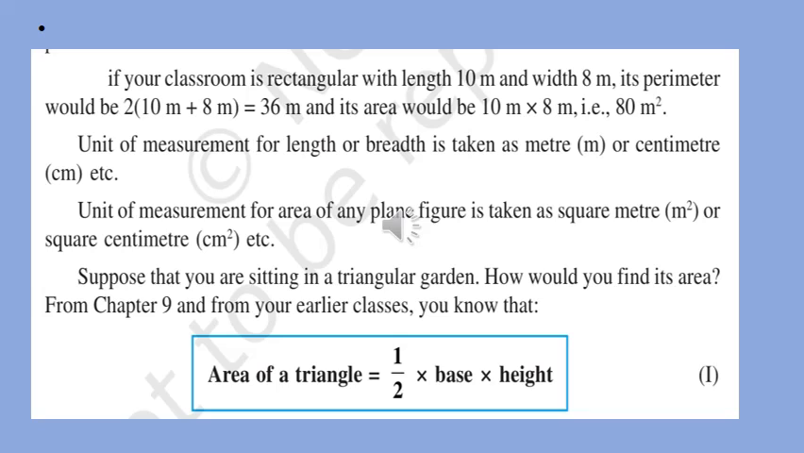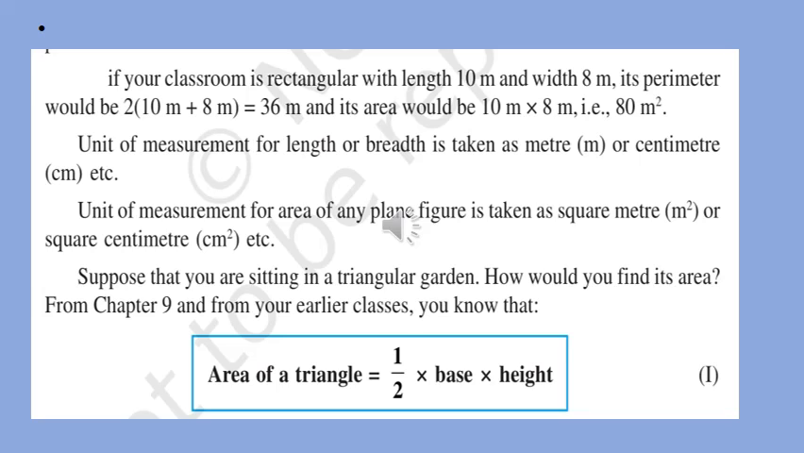If your classroom is rectangular with length 10 meter and width 8 meter, its perimeter would be 2 into length plus breadth equals 36 meter. And what is its area? Its area equals length into breadth, that is 10 into 8 equals 80 meter square.